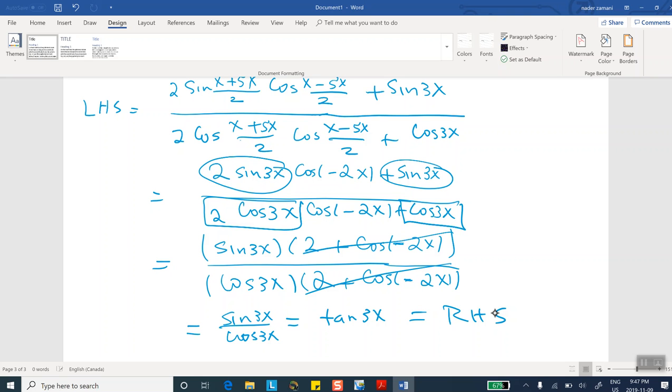The message that I want to give you is that proving these identities, there are no magic rules. You try different things. The more you practice, the more confidence you get, and hopefully you can start at the left-hand side and end up with your right-hand side. But there are no magic rules. Good luck.